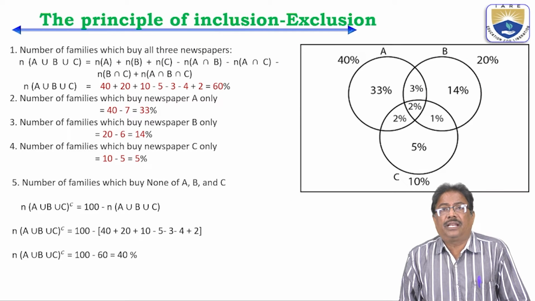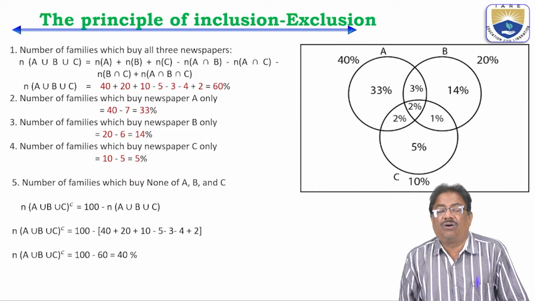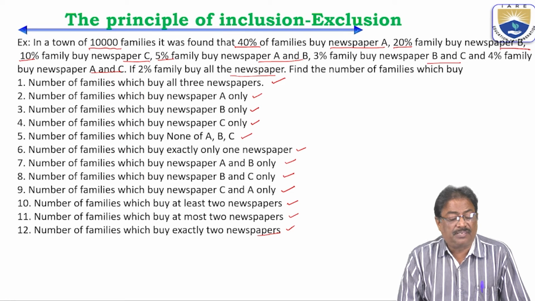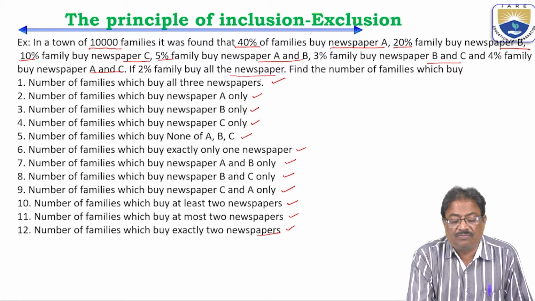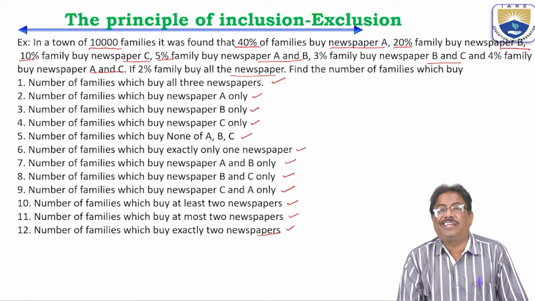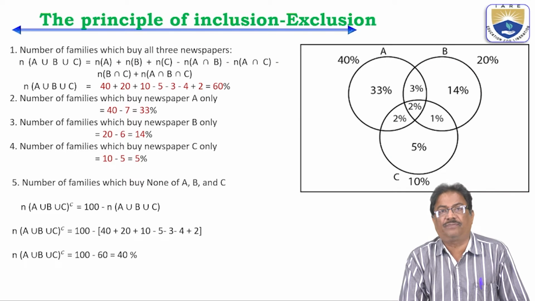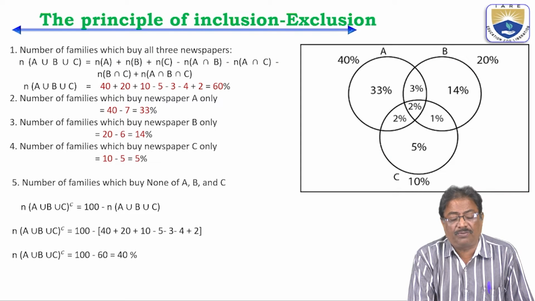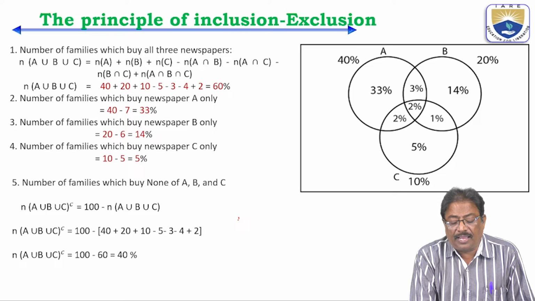Now, see here, the number of families which studied all the newspapers. The first question is the number of families which will study all three types of newspapers. Let us consider here A is equal to the number of families which are studying newspaper A.